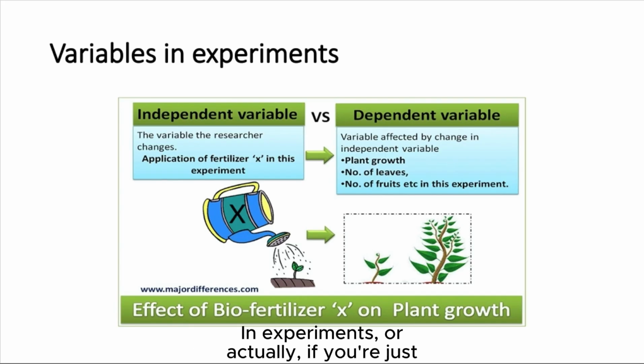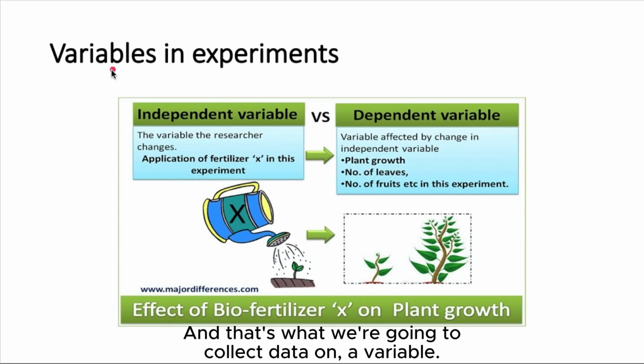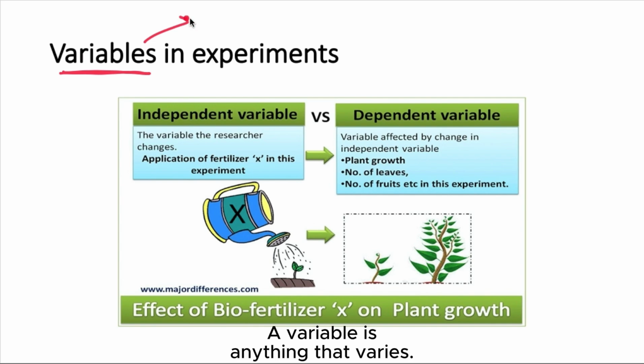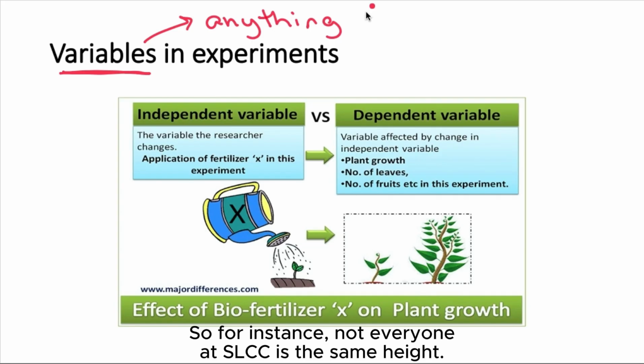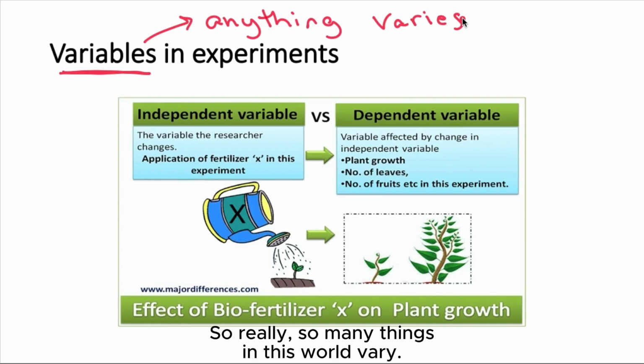In experiments, or actually you're just observing the outside world, we have what are called variables, and that's what we're gonna collect data on. A variable is anything that varies. So, for instance, not everyone at Slick is the same height. There's differences in height, so that varies. What else is different? Not everyone's the same age. A lot of different things vary. So many things in this world vary.